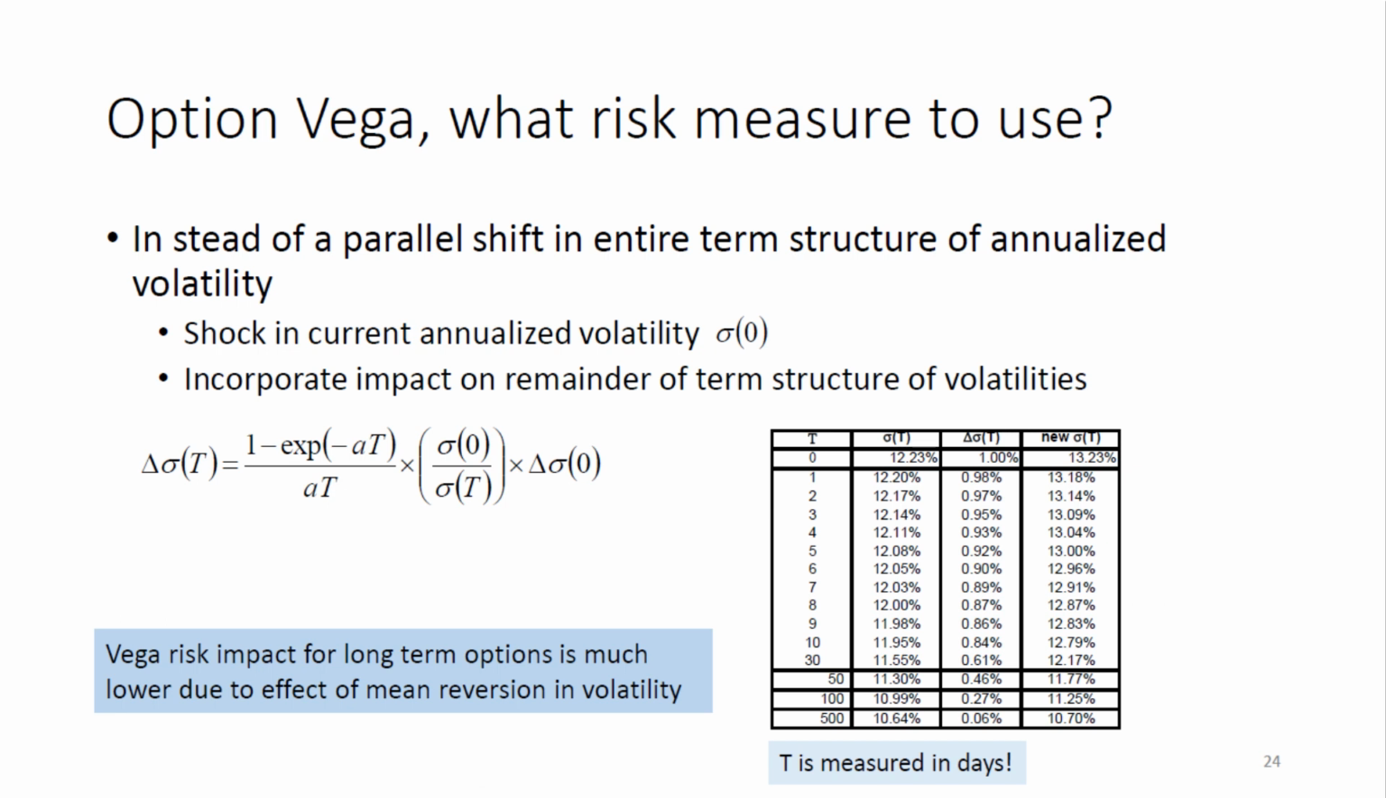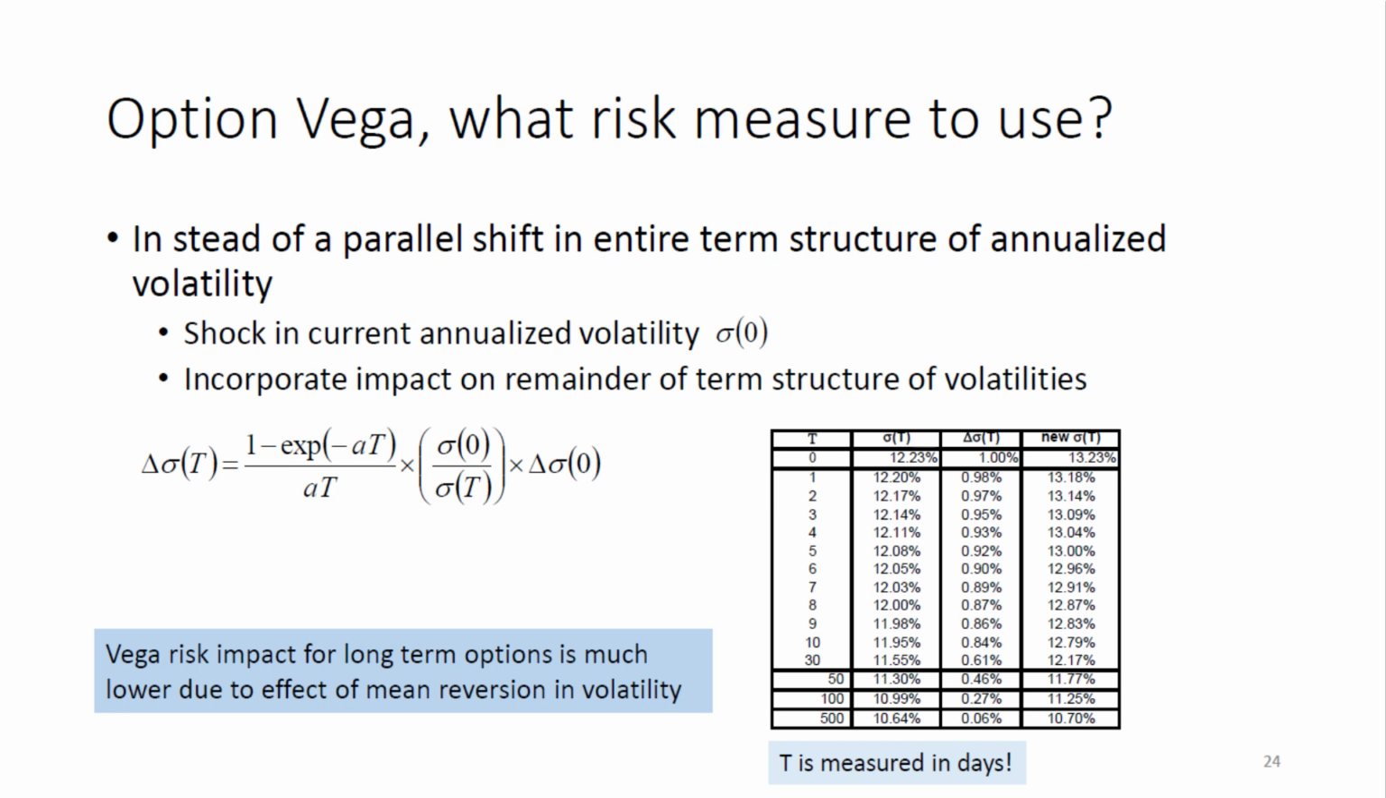And then we see, for example, for 30-day options, that if the instantaneous volatility changes with 1%, then for 30-day options, the volatility that I would need to use if I want to price a 30-day option only changes with 0.61%. And even further, if I would go to a 100-day option or a 500-day option, you see that a 1% change in the instantaneous volatility only has an effect of a change of 0.27% in the 100-day option or 0.06% in the 500-day options.